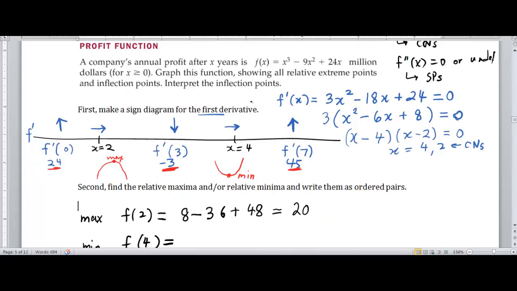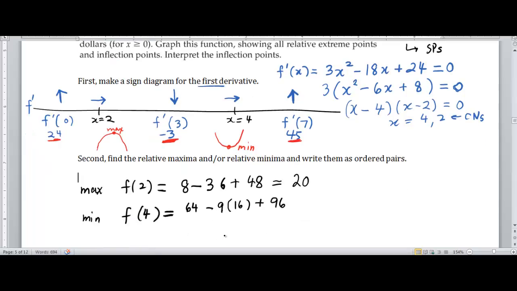And then I plug 4 into the original function here. You can also use the table setting like I did before, I'm just saving myself some time. So 4 to the third, 4 times 4 is 16 times 4 is 64, minus 9 times 4 squared, which is 16, plus 24 times 4 is 96. Okay, and that gives 144, minus 144 plus 96, and you should get 16.